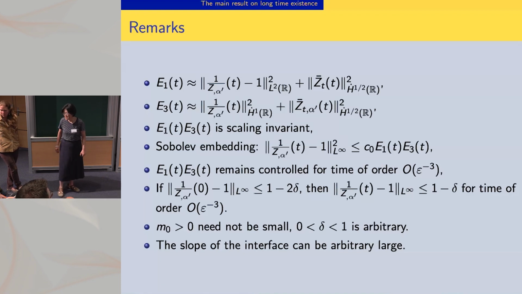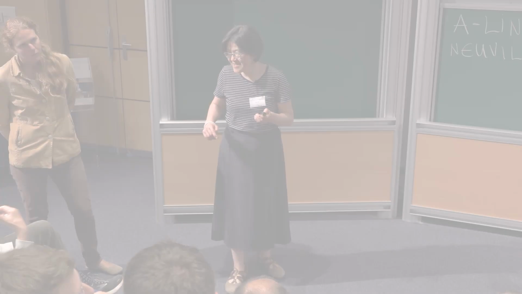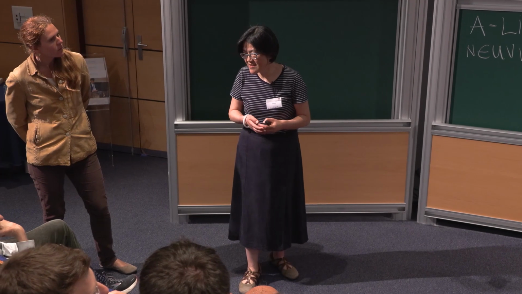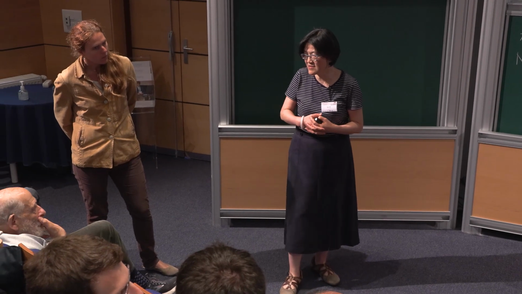Just a question for the beginning. For short time, do you need zeta of t to be a graph at the beginning to prove local existence? No, the local existence can be arbitrary. And what about a bubble? It will work also? It's also okay. It's just the Taylor sign condition. As long as the Taylor sign condition holds, you can have a bubble.